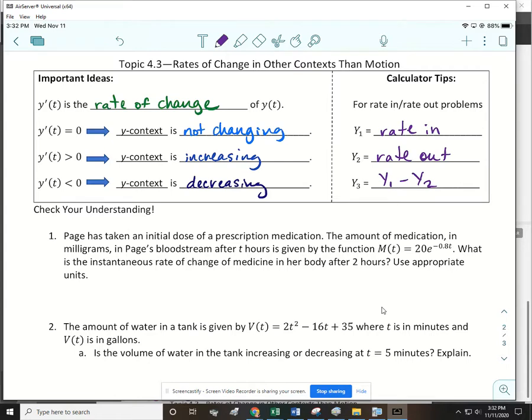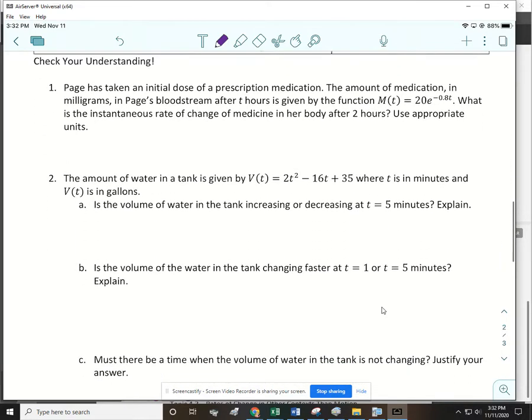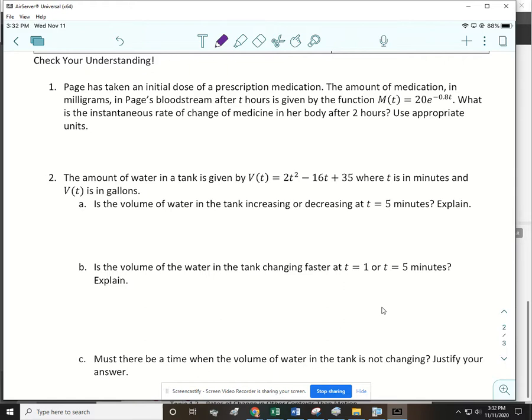Okay, so let's do some examples. Some of these I think are going to feel familiar to what we've been doing the last few days. This might be worded a little differently. On example 1, Paige has taken an initial dose of prescription medication. The amount of medication in milligrams in Paige's bloodstream after t hours is given by that function m of t. What is the instantaneous rate of change of the medicine in her body 2 hours after? Sorry. All right. When we're asked to find the instantaneous rate of change, we're asked to find the derivative.